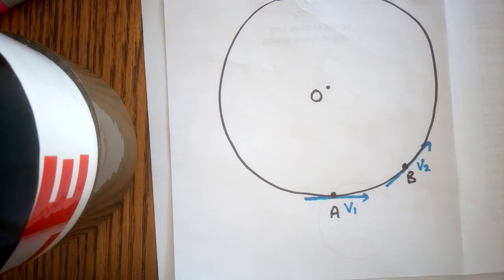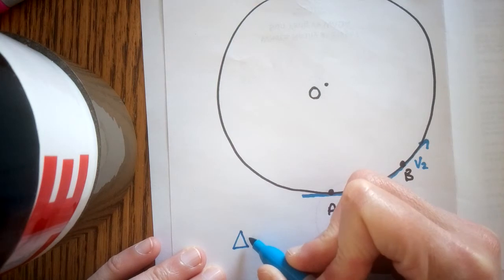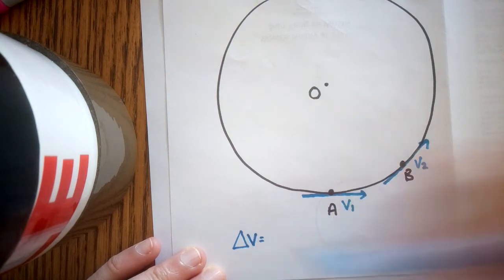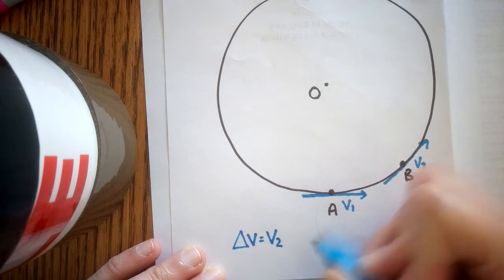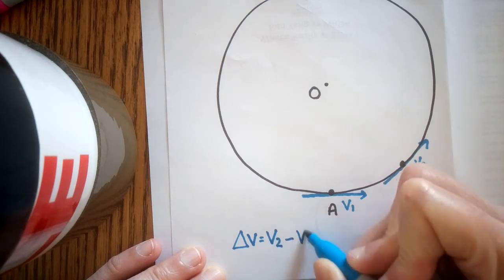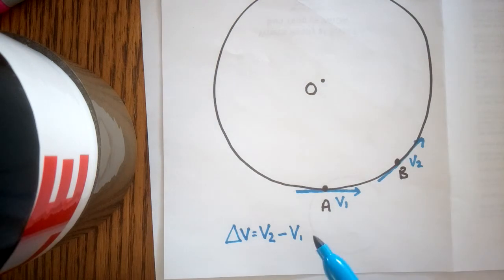Well, if I want to know what the change in velocity is, all I have to do is look at the change in velocity, which is equal to the final velocity, which I've called V2, take away the initial velocity, which I've called V1. So if I want to know the change in velocity, I've simply got to do V2 take away V1. Now, we know they're the same size, but the change in velocity isn't 0.